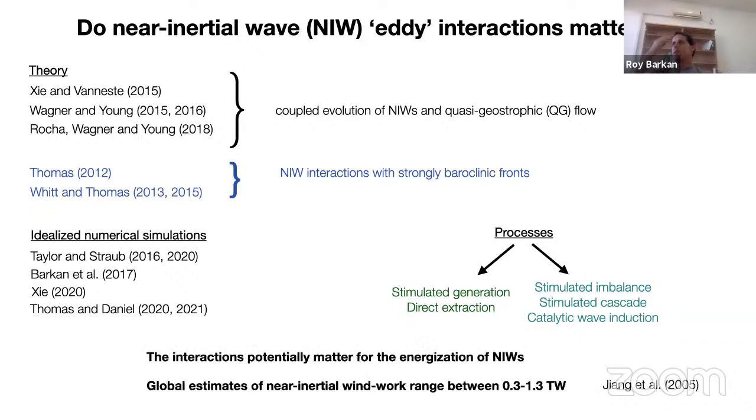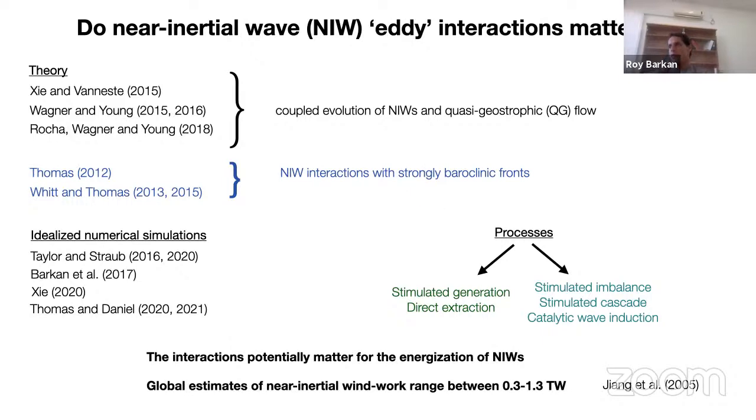I'd also like to point out that the importance of these interactions is not only for the depletion of mesoscale geostrophic energy, but also for the energization of near-inertial waves, which we know are important because they are likely to break and can contribute to a lot of other important processes in the ocean. The general estimates of the global near-inertial wind work on the near-inertial motions are very difficult to constrain in observations. So if these processes are important, they could be important here as well.